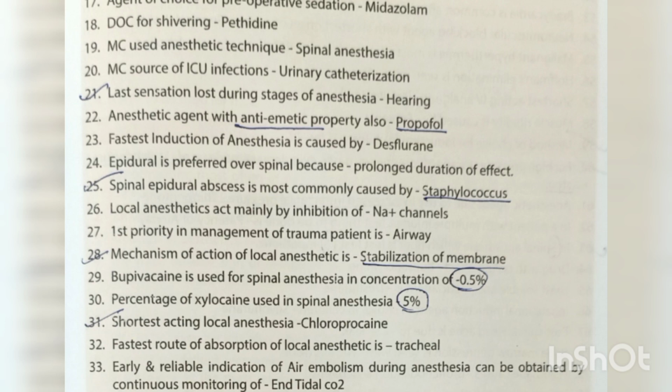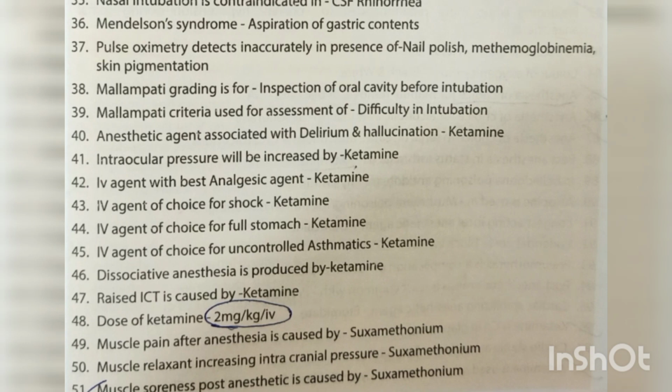Early and reliable indication of air embolism during anesthesia can be obtained by continuous monitoring of end tidal CO2. Sellick maneuver is used to prevent aspiration of gastric content. Nasal intubation is contraindicated in CSF rhinorrhea. Mendelson syndrome, aspiration of gastric contents. Pulse oximetry detects inaccurately in presence of nail polish, methemoglobinemia, skin pigmentation. Mallampati grading is for inspection of oral cavity before intubation.